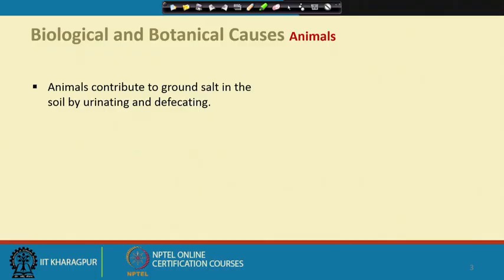Let us first talk about the animals. Animals contribute, and as you know, it is very difficult to control. There are different types of birds, animals and other things which come to the historic structures, especially when they are not in use. Animals contribute to the ground salt in soil by urinating and defecating. This is very difficult, because until there is a proper drainage system and proper cleaning, they will cause damage to the fabric. Animals also cause abrasion to the building fabric and deposit grease. These are not only ugly sights, but they also cause problems to the actual fabric of the historical structures.